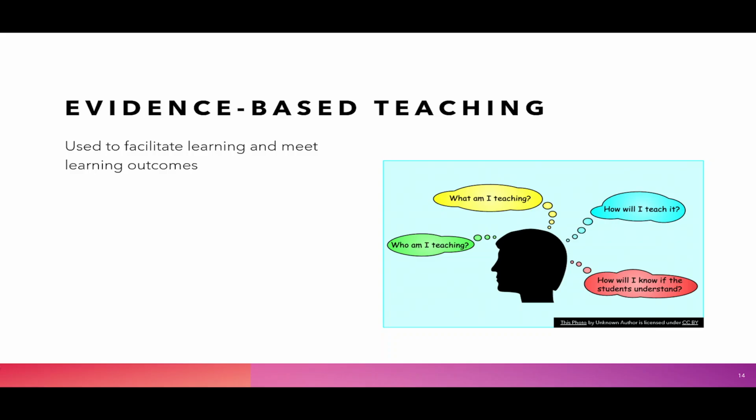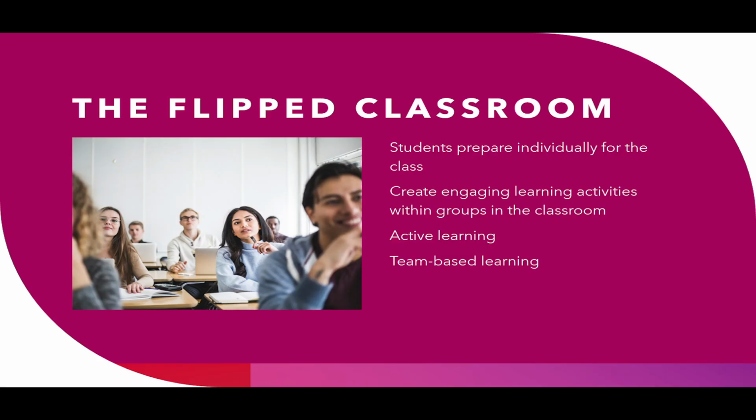The flipped classroom involves students preparing prior to the class individually. Once in class, students are already prepared with the content, and the classroom can be used to create engaging activities within groups in the classroom. This strategy is an active learning strategy that incorporates team-based learning. This type of learning can improve student outcomes, satisfaction, and self-confidence. The only drawback is that some students may not like having to prepare more at home.